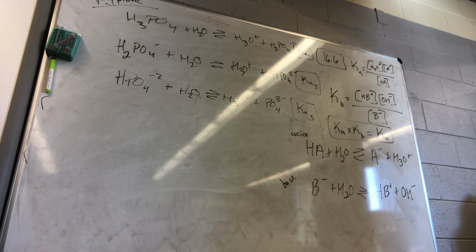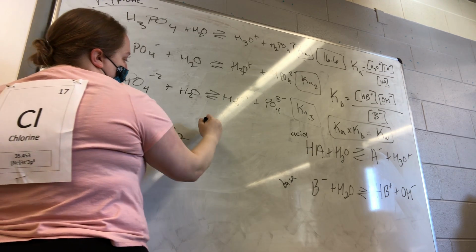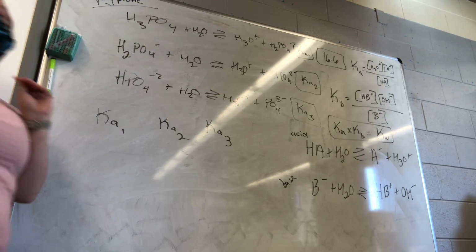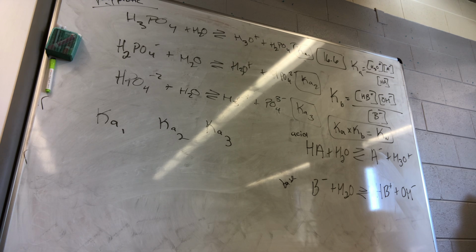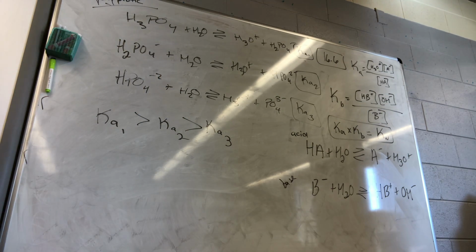According to what we've talked about, as you do this, the reaction gets more and more reactant favored. So what does that mean about K? Does it get smaller or bigger? Think about it. Small values mean reactant favored. So Ka1 should be the biggest of the Ks for a polyprotic acid. And they get progressively smaller in big numbers, right?